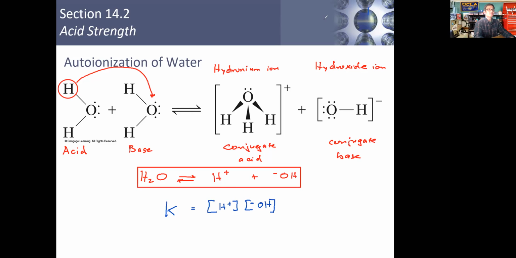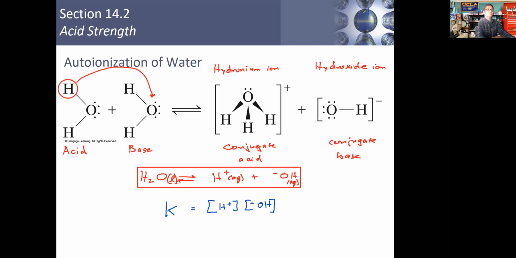Again, make sure you keep this in mind. This is liquid water here. This is in water, so that's aqueous, and this is also aqueous. Remember, pure liquids are not included in the equilibrium constant expression. So the equilibrium constant, the law of mass action, the equilibrium constant expression for this process, the auto-ionization of water, is this one here.